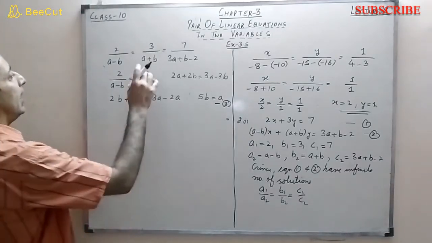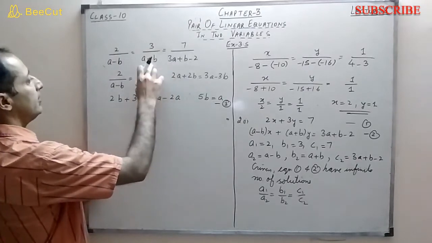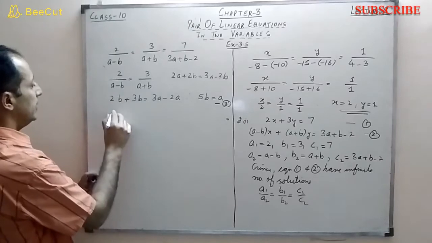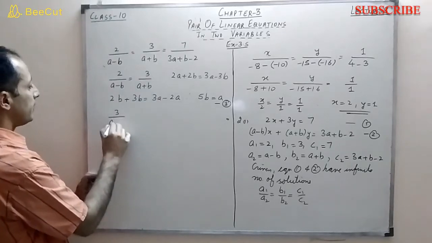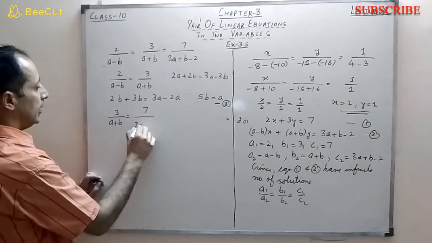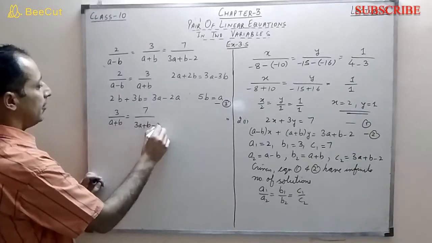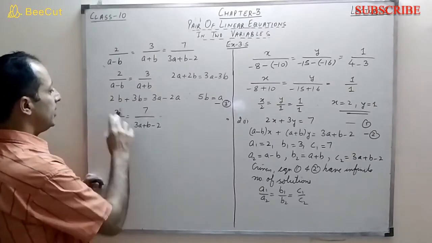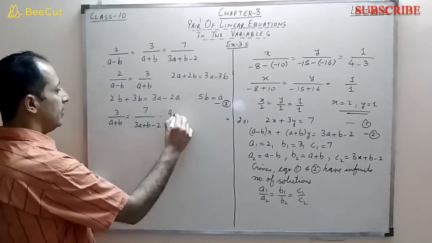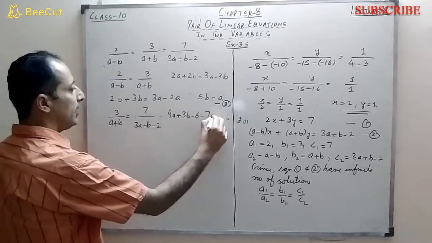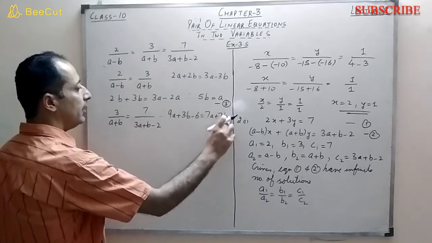Now I can take this with either this or this. It is your choice. I am taking this one. So I take 3 upon a plus b equals to 7 upon 3a plus b minus 2. I cross multiply these two. So what I get when I multiply this, I get 9a plus 3b minus 6 equals to 7a plus 7b.